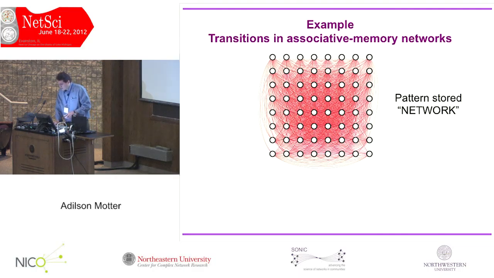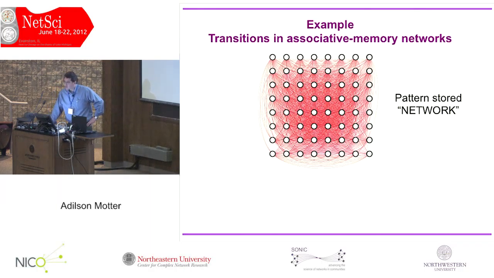This is the last slide that I want to discuss in detail. What we have here is an associative memory network, which was studied in detail by Nishikawa and Hoppensteadt. In this network, each node is a phase oscillator. All the attractors in the network are fixed point attractors.